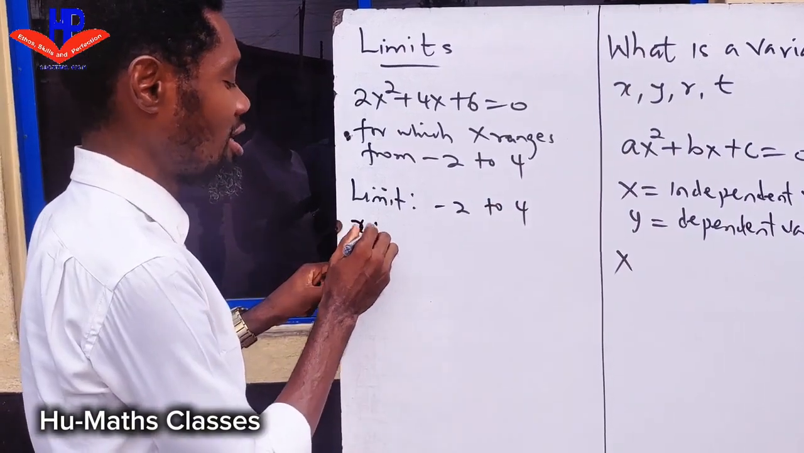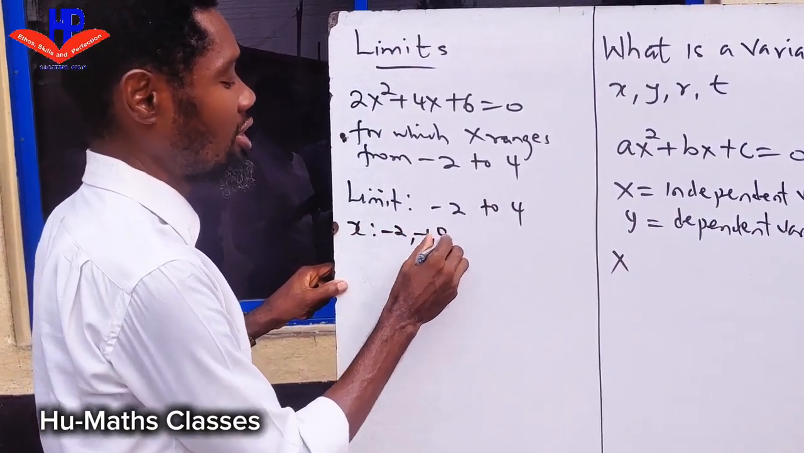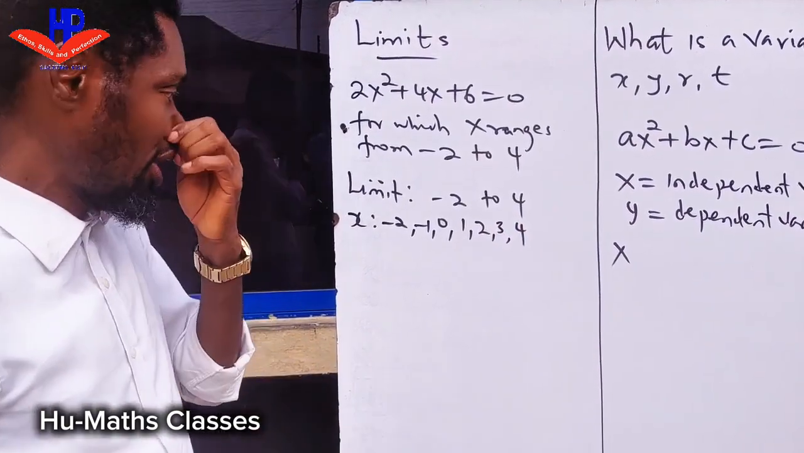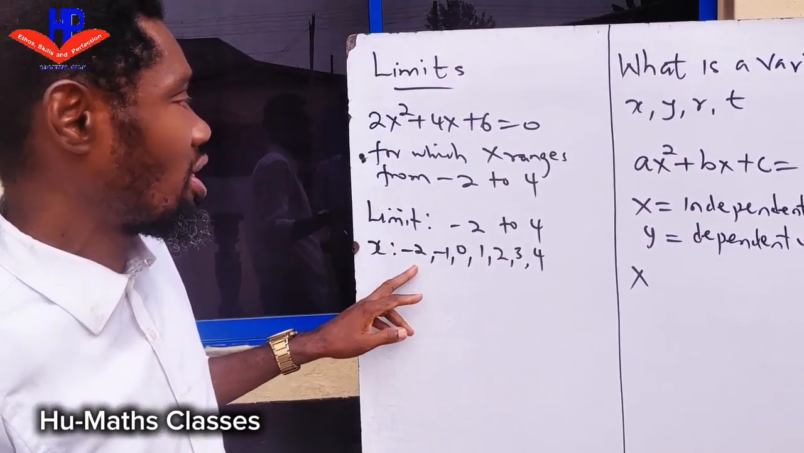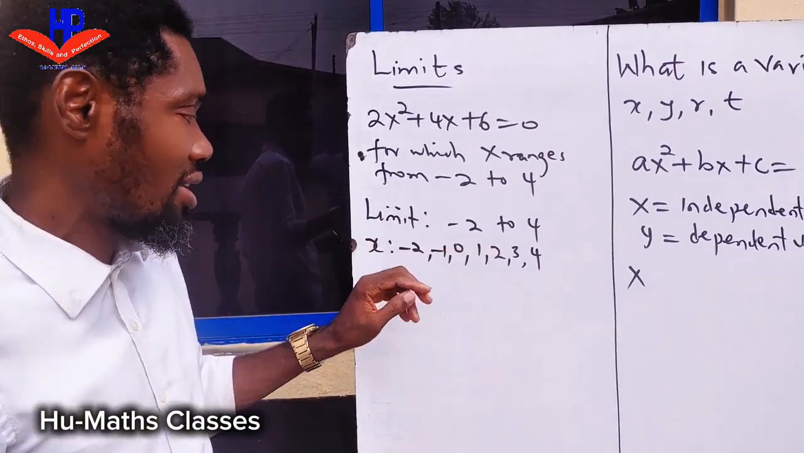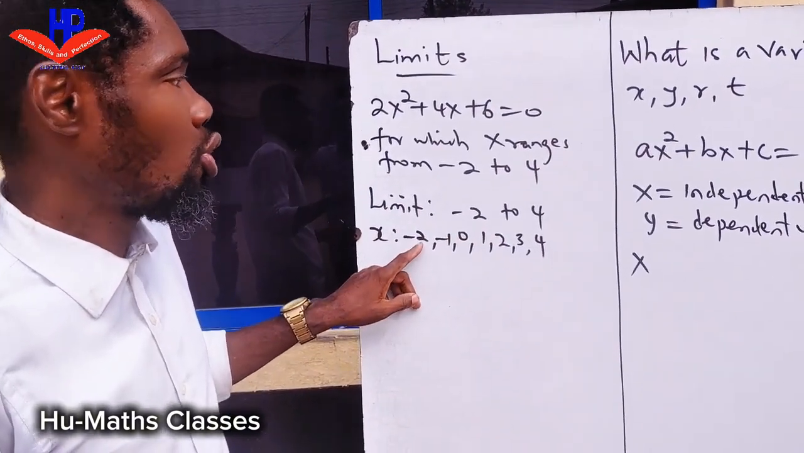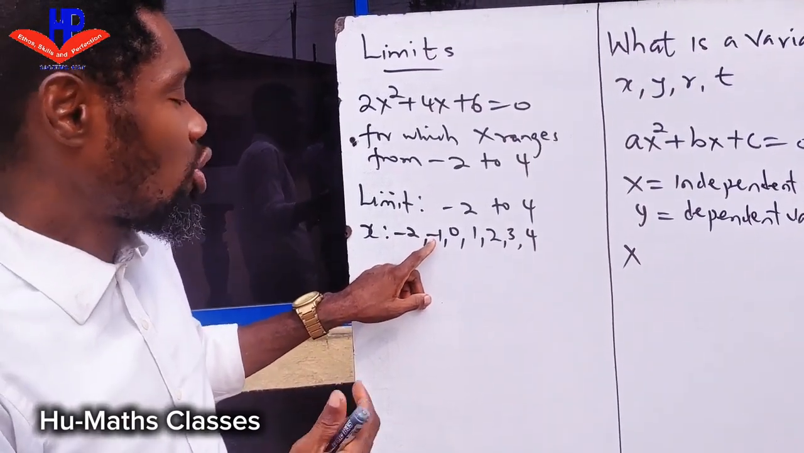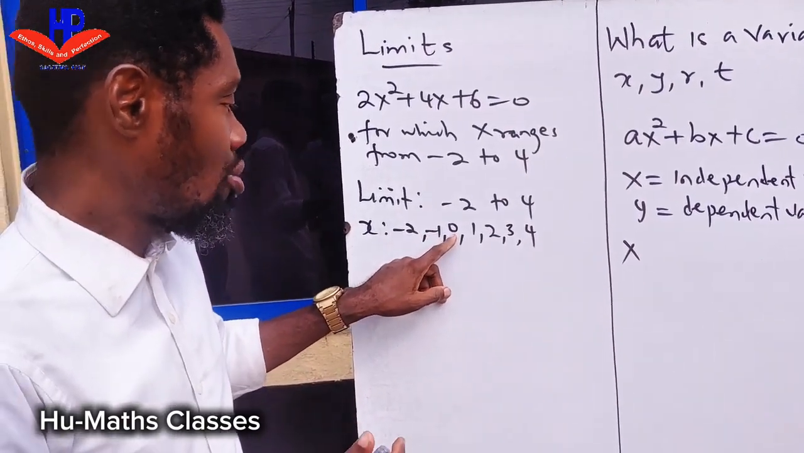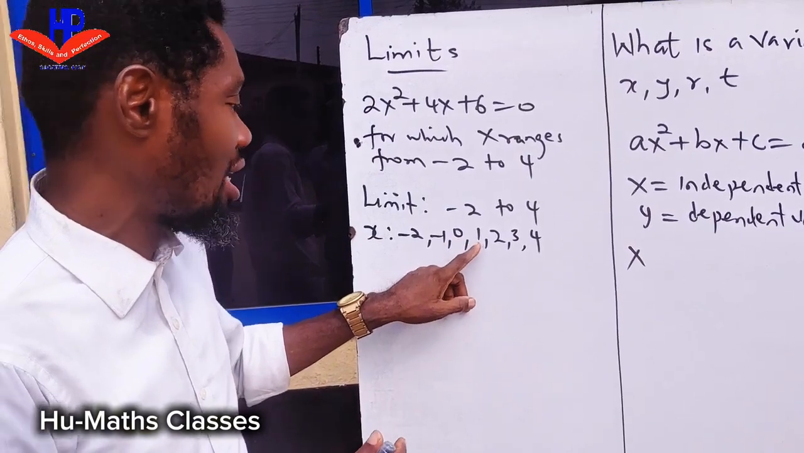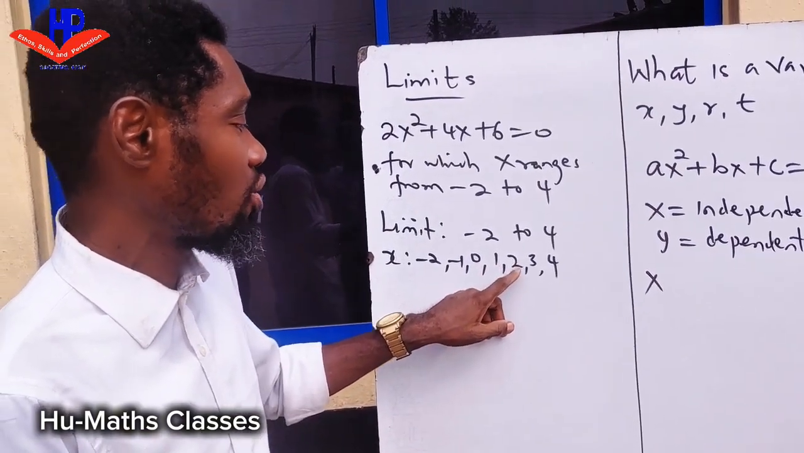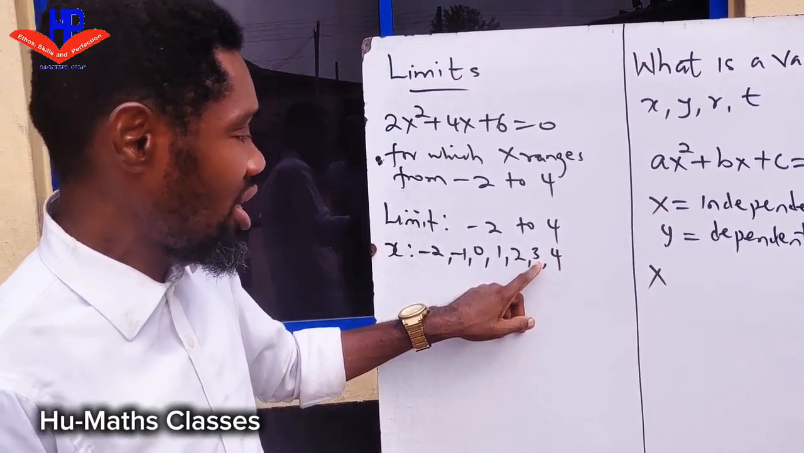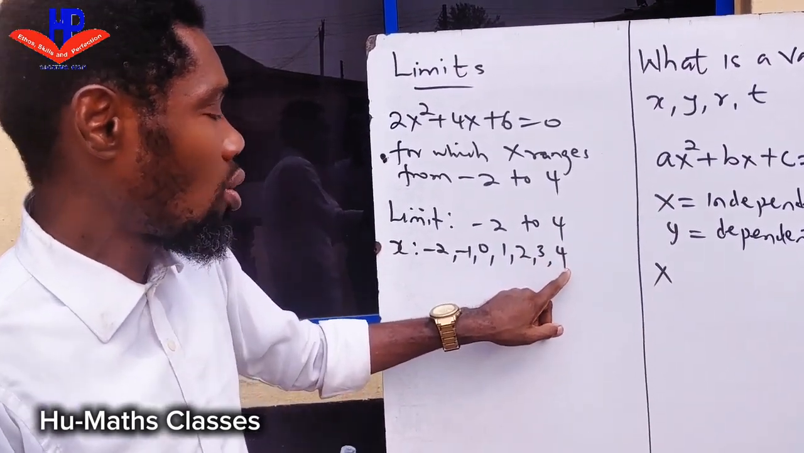So I'll be writing x as -2, -1, 0, 1, 2, 3, 4. So here are the different changes that x will undergo to help us get the corresponding values of y. So when x is -2, we'll be looking for what y would be. When x is -1, we'll be looking for what y will be. When x is 0, 1, 2, 3, and 4, we'll also be looking for what y will be.